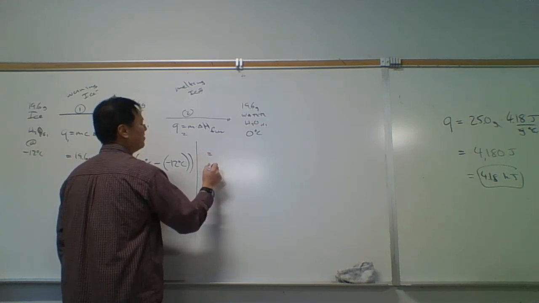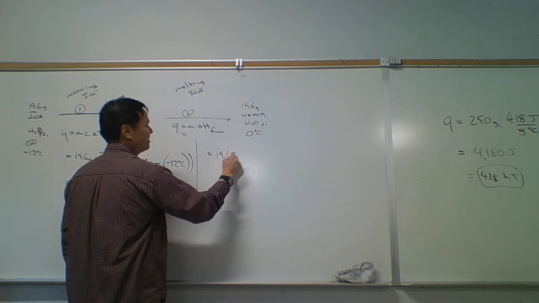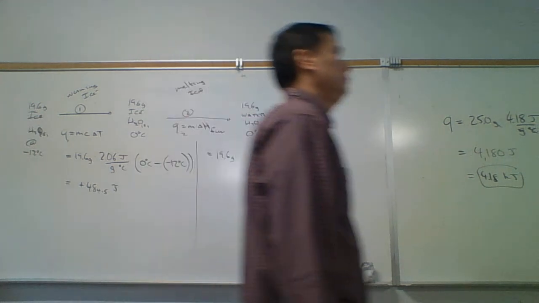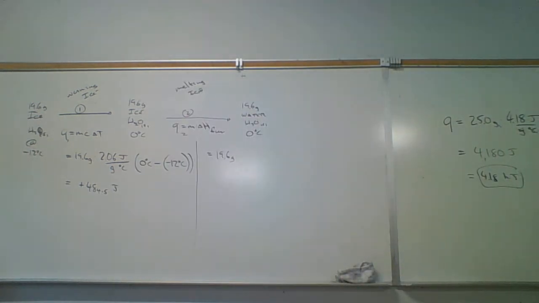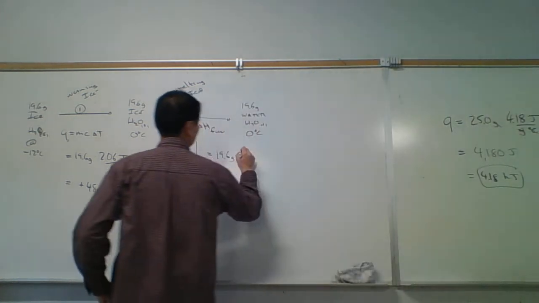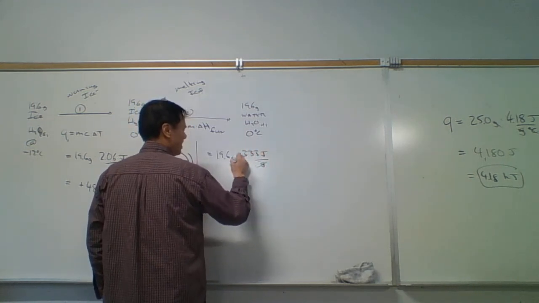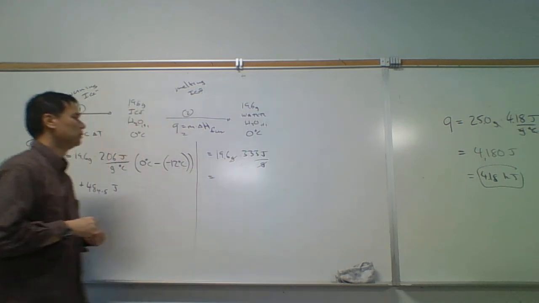Q2 is going to equal the amount, it's 19.6 grams, times delta H of fusion. So we have to go to the table, the other table. Let's go back and look at the delta H of fusion for water. Delta H of fusion for water is 333 joules per gram. The grams are going to cancel out, and that leaves us with joules. So, how much?